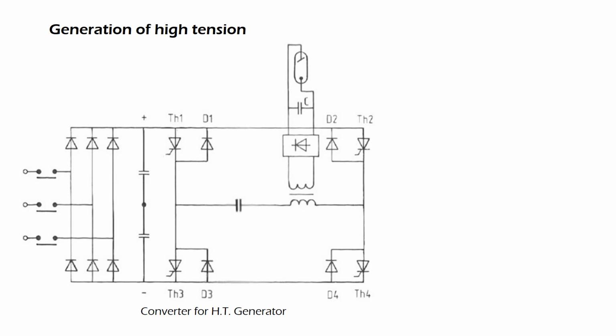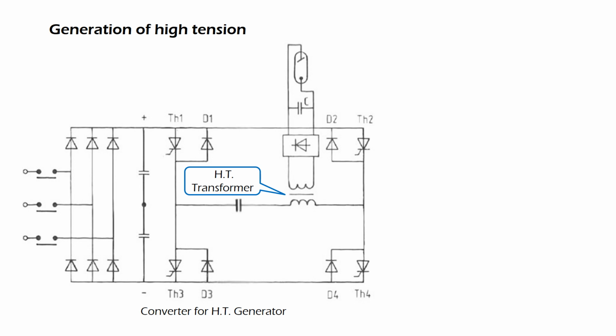The illustration shows the converter for HT generator. An important point to note is that the converter for high-tension generation does not use any inductor coil. The primary winding of the high-tension transformer, or, more exactly, the leakage inductance of the high-tension transformer, plays the role of the inductor.